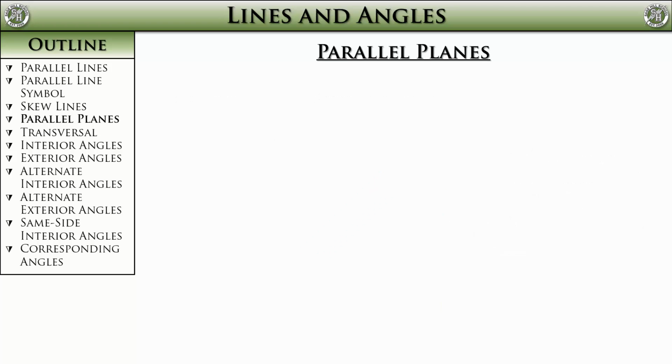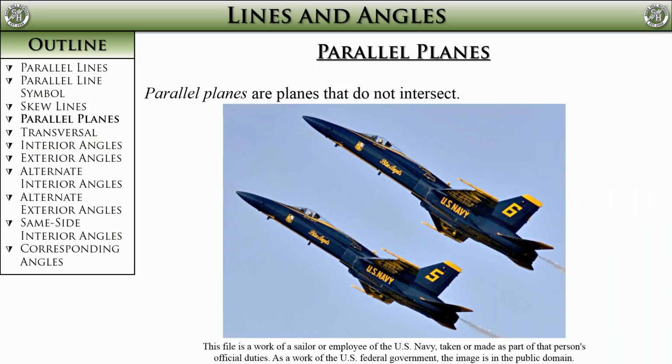Now we have parallel planes. Parallel planes needed to be coplanar. If you think about it for a second, that wouldn't work here. Coplanar planes would be the same plane. Parallel planes are planes that do not intersect. Here is an example. Those are the famous Blue Angels from the U.S. Navy. Sadly, those aren't the parallel planes we are talking about.